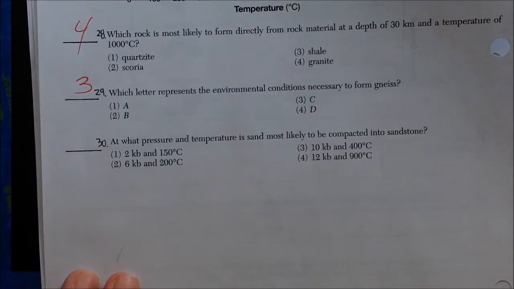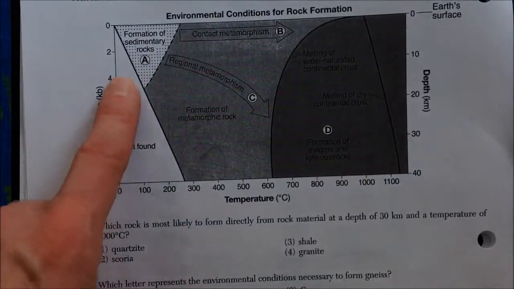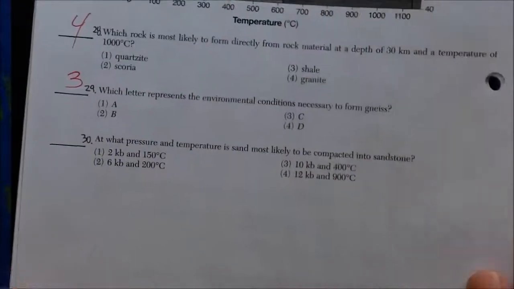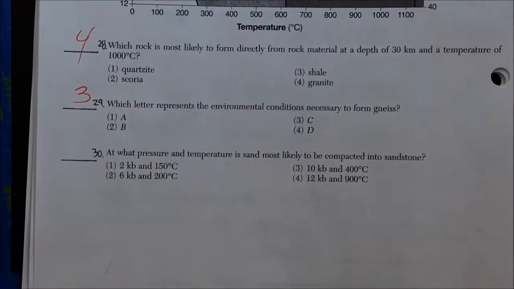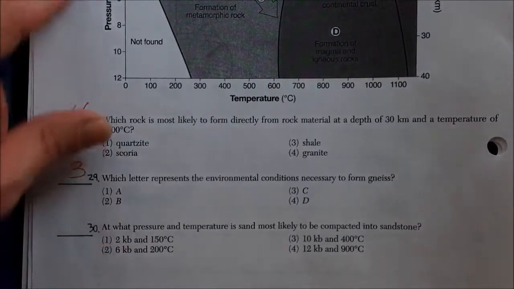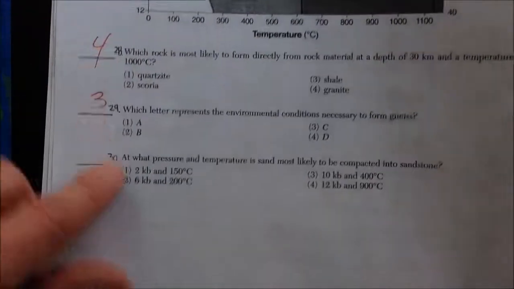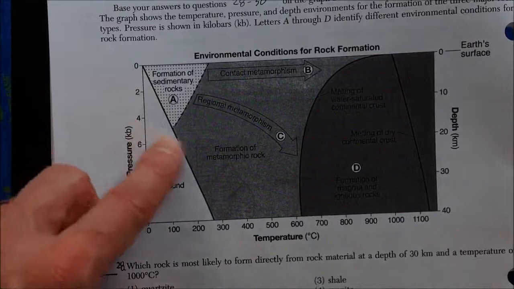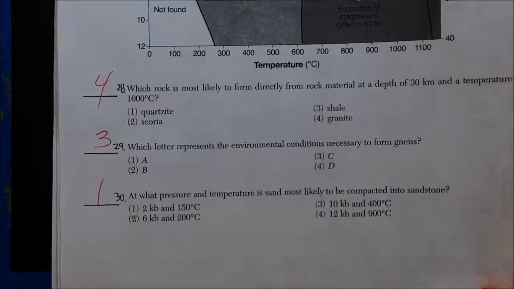And that's 4. At what pressure and temperature is sand most likely to be turned back into sandstone? You have to recognize sandstone is sedimentary rock, and this is the only area where sedimentary rock is. And actually, you know what? It's just A, but A is not a choice. It's asking for temperature and pressure, and you have to figure out which one of those it is. And all these other depths, 2 and 2 works, but all these other ones are way too deep, so the answer should be 1. So that one is basically figuring out it's going to form there, and then reading the chart based on temperature and pressure.